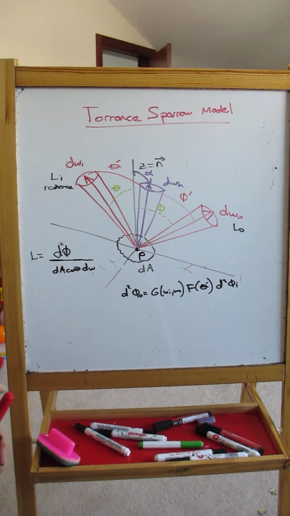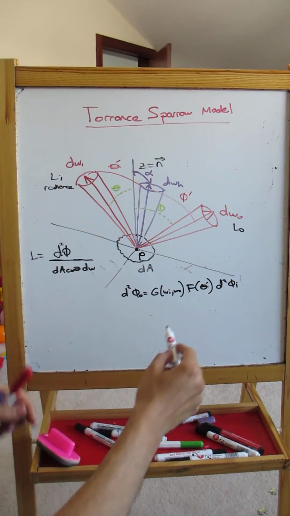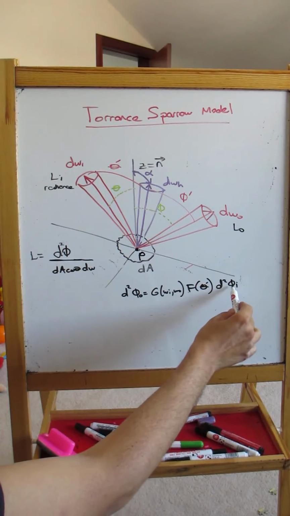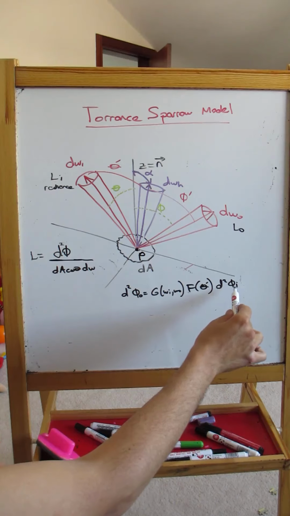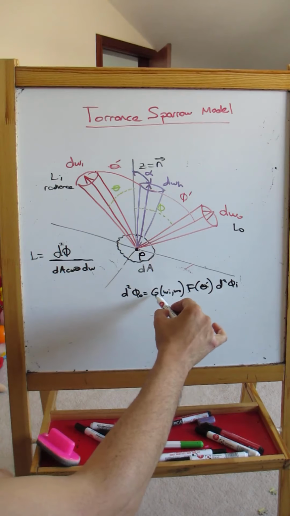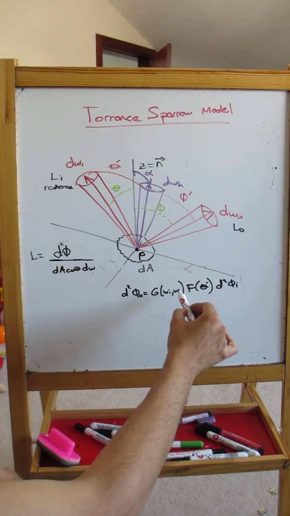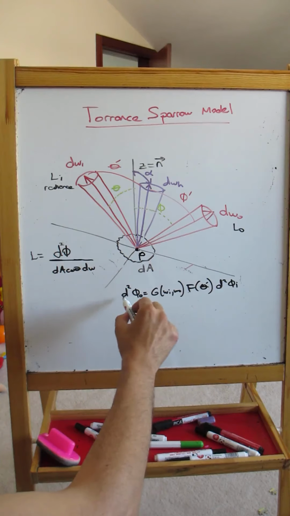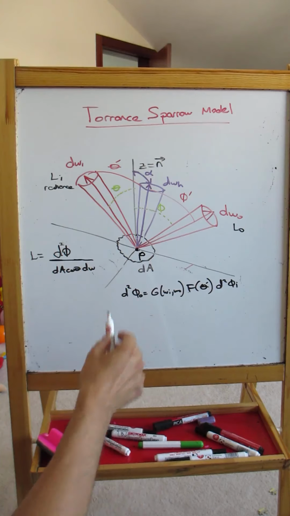Okay, so now going back to the original formula. So we have computed the incoming flux. We have multiplied this incoming flux with the Fresnel term. Okay, and then we have multiplied this with the geometry term. With this, we compute the outgoing flux.